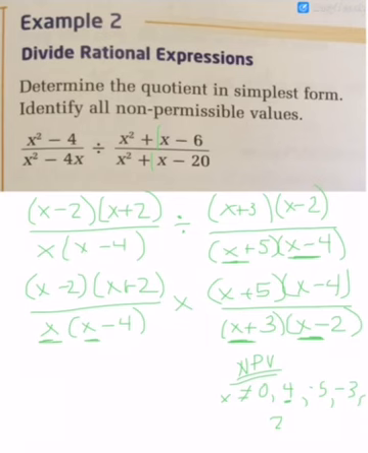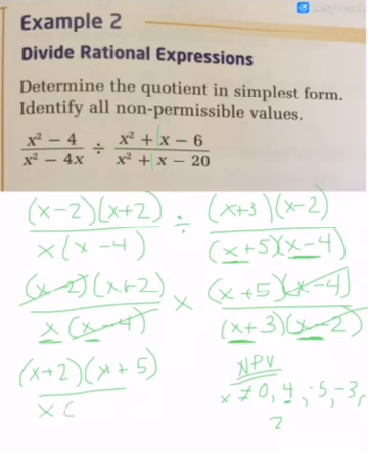Okay, final step, let's do the multiplying and the simplifying. So now that I've got it flipped, I see that the x minus 4 can cancel by dividing it out, and the x minus 2 and the x minus 2 can be divided out. So I'm left with x plus 2 and x plus 5 on top, and on the bottom, I'm left with x and x plus 3 for your final answer.